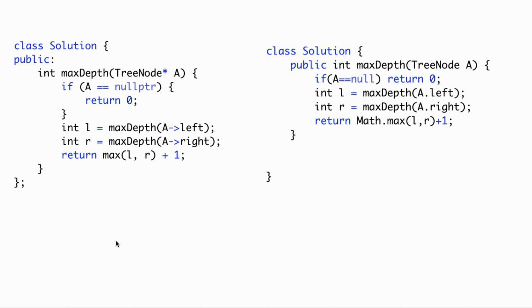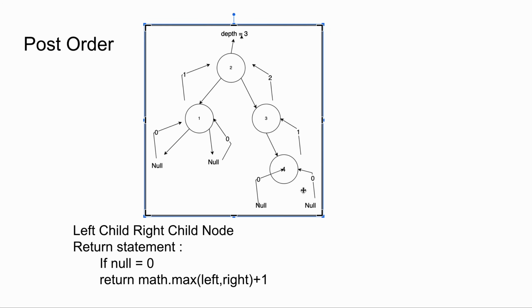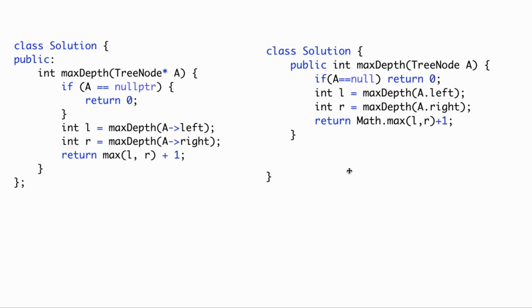So if you look at the code, what are we doing here? If the node is null, we will just return 0. On the other hand, if the node is not null, we will just calculate the max depth again. For example, this 2 will just call the max depth of 3. That is what we are doing here, the max depth of particularly the left and the right child, and we will just add 1 to it.